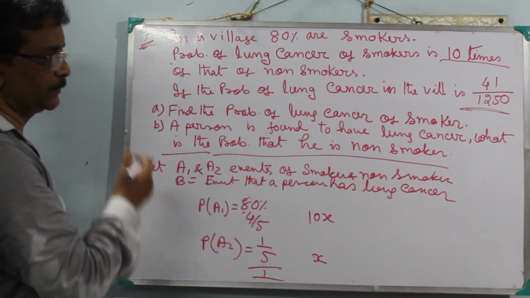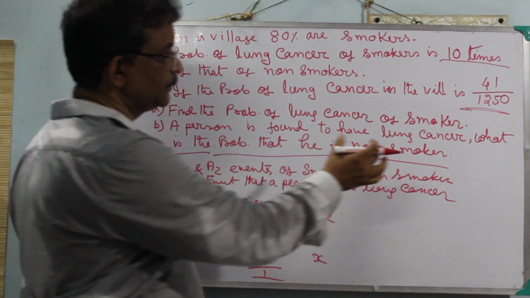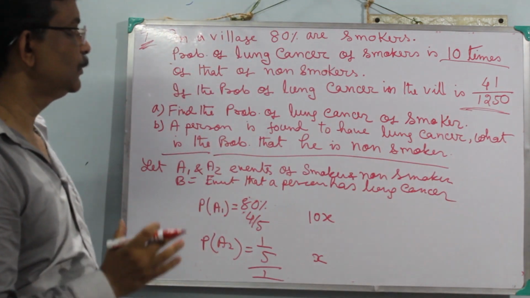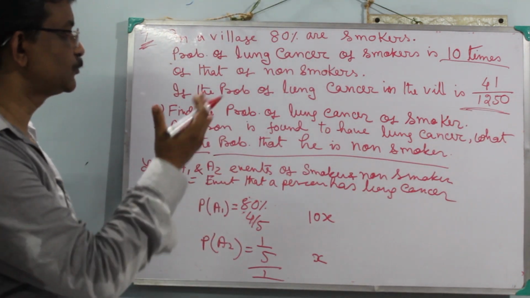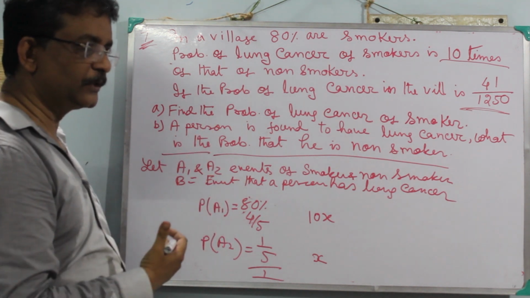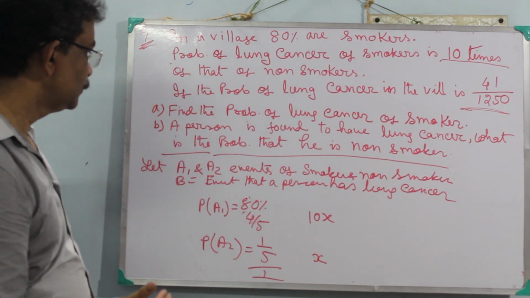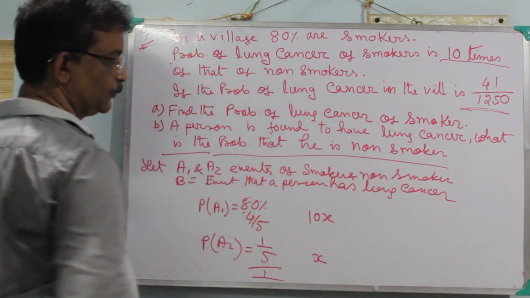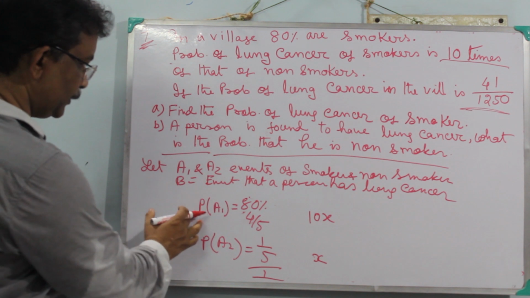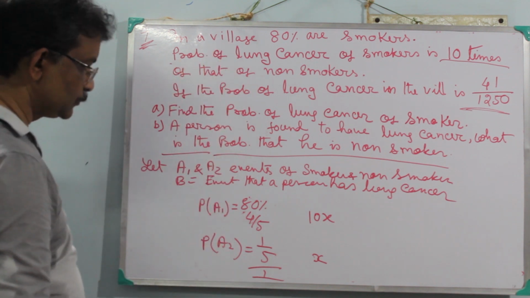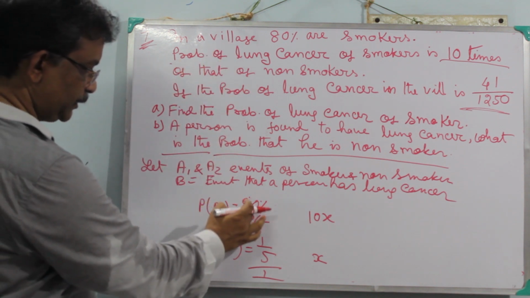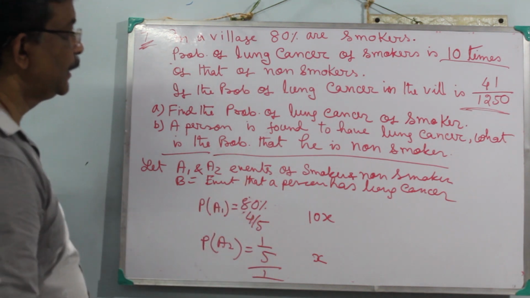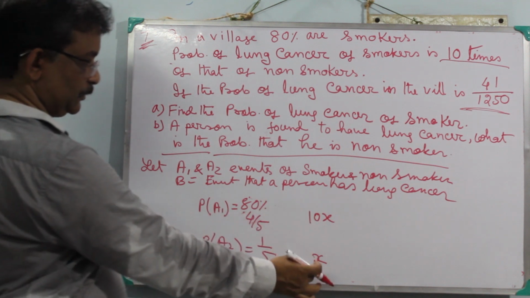Here there are two parts. What is given? Total probability is given. The probability of lung cancer when they are smokers and when they are non-smokers, we have to consider both. So let A1 and A2 be the events of smoker and non-smoker. So probability of A1, 80% who smoke, 80 by 100, is 4 by 5, and non-smoker is 1 by 5.